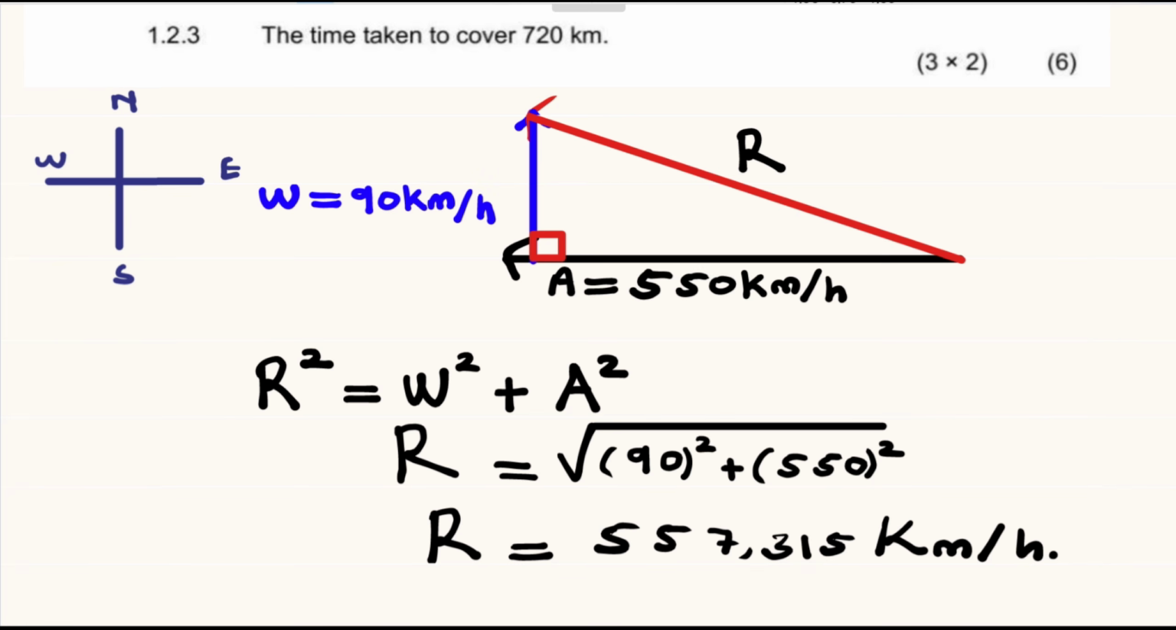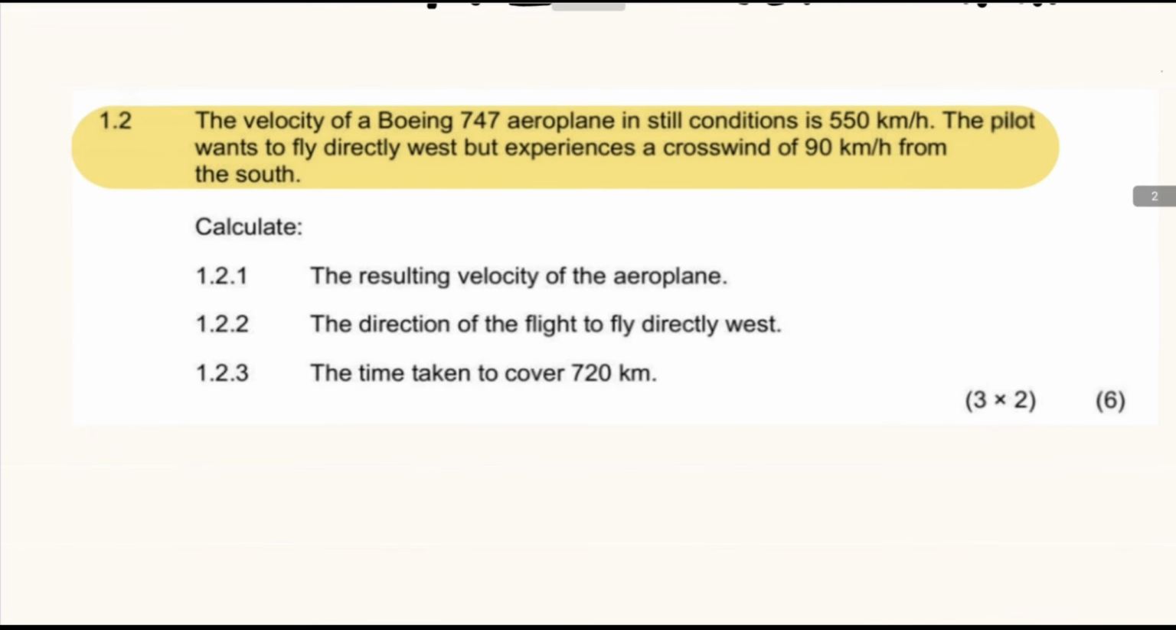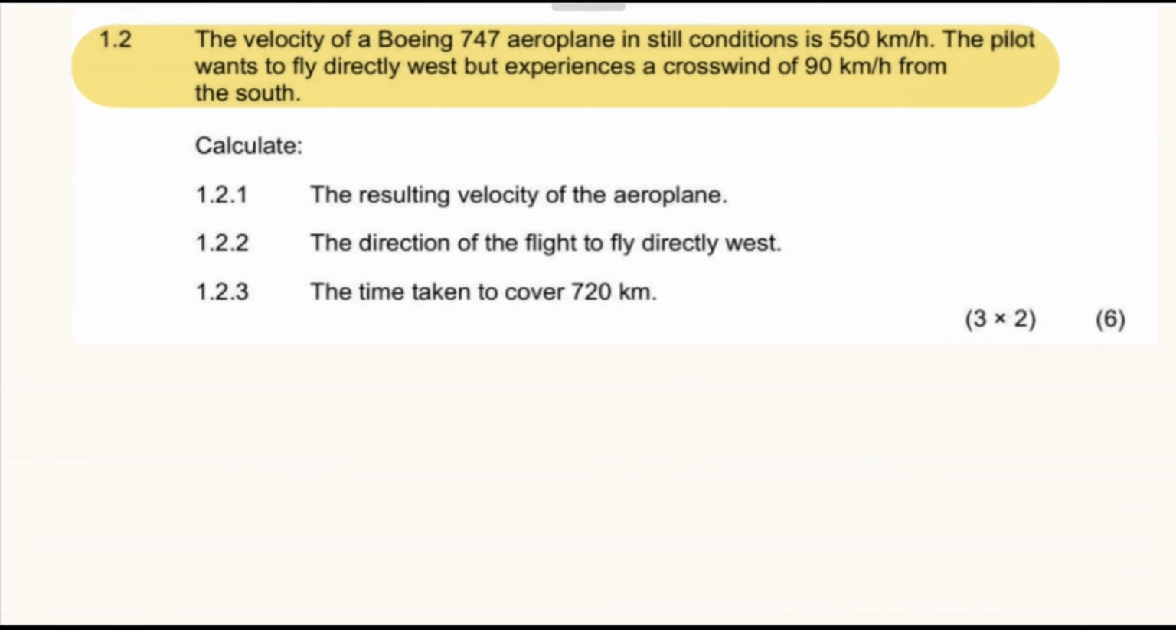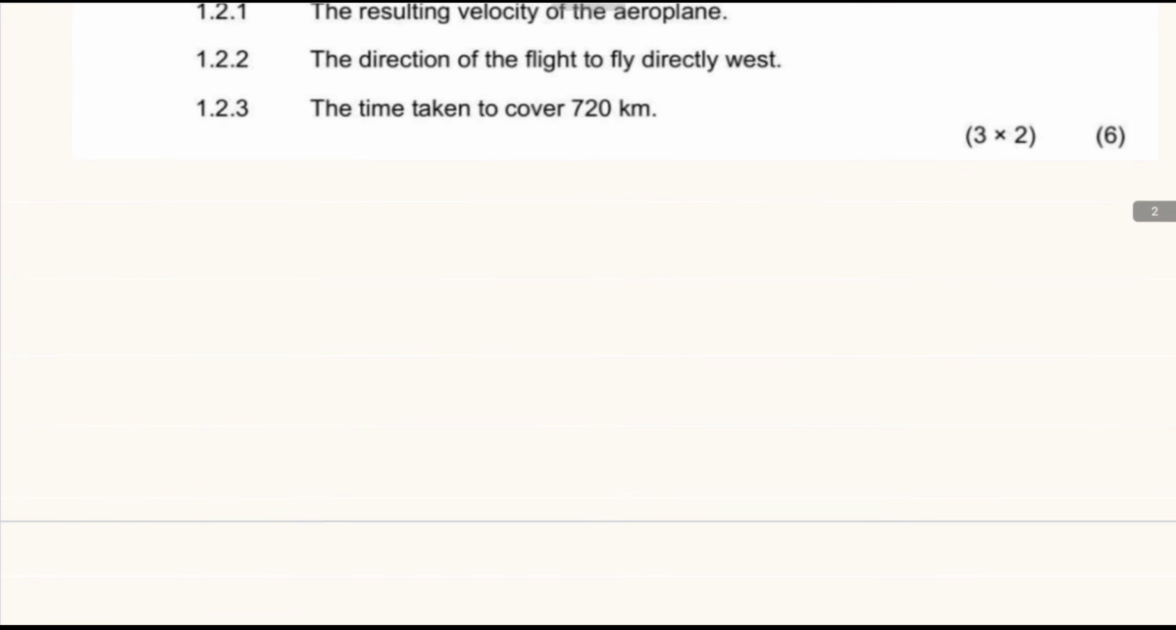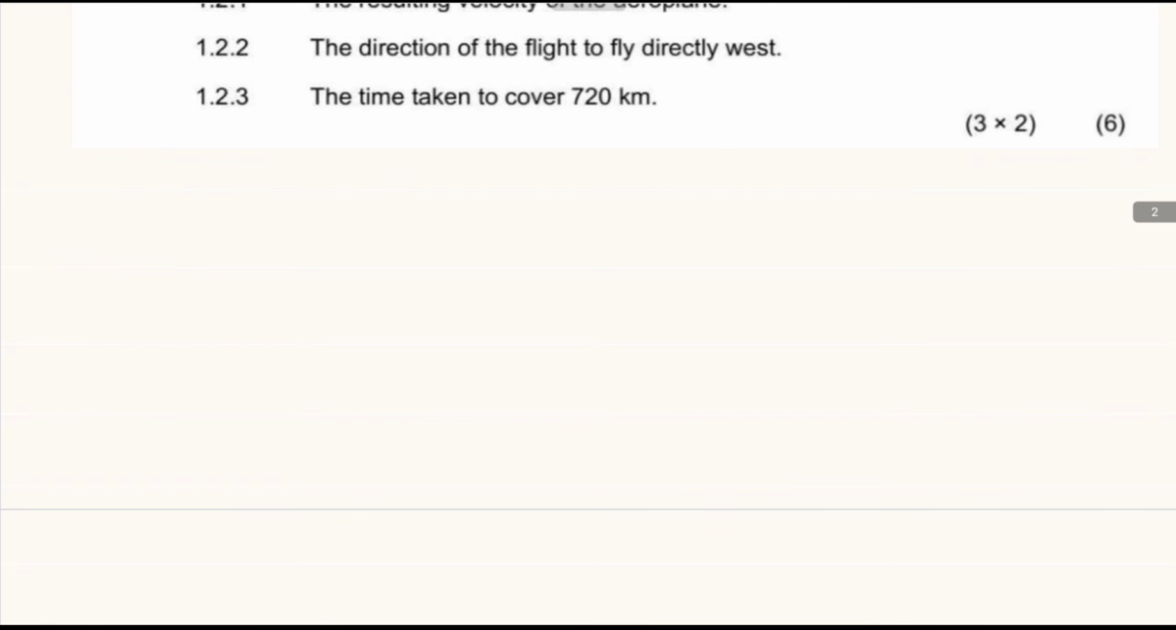Question 1.2.2, we have to determine the direction of the flight to fly directly west. So if the aeroplane wants to fly directly west, it must intend to fly southwest.